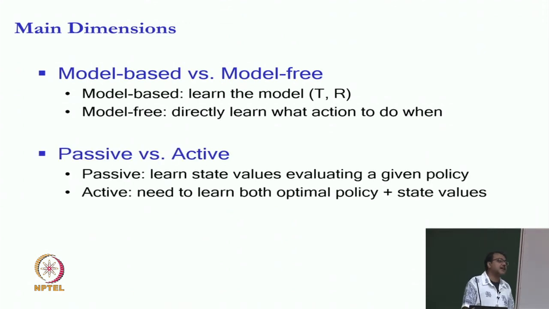One is passive versus active. Passive is learning the state values by evaluating a given policy. So, this is like policy evaluation. Active is when we have to learn the optimal policy as well as the state values. You have to learn the optimal policies as well as the model or whatever it is, right. So, that will be called the active setting.